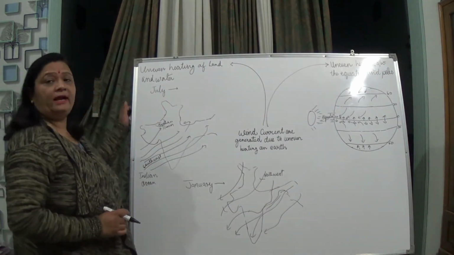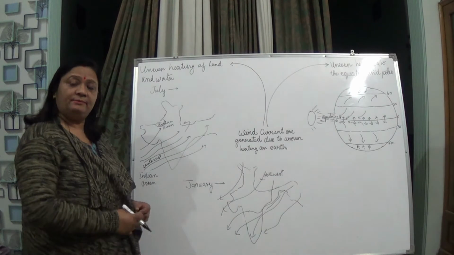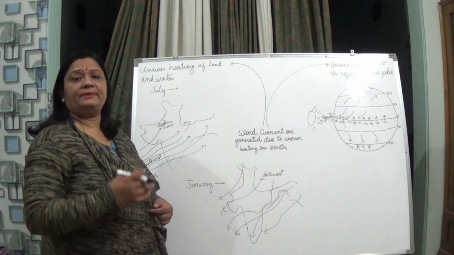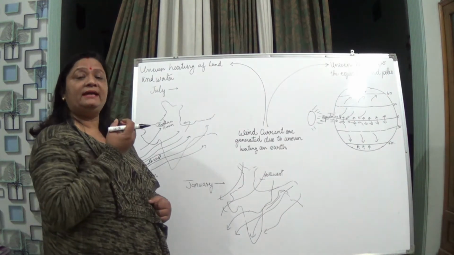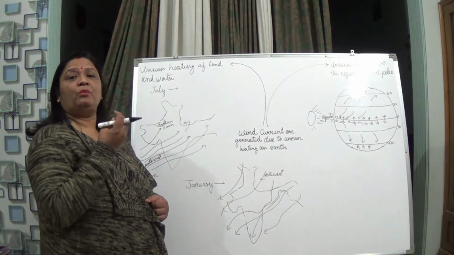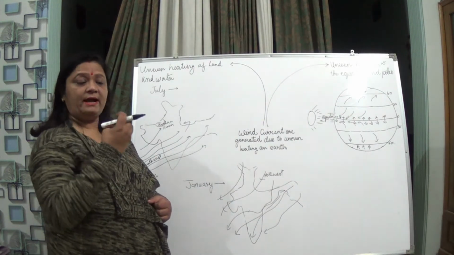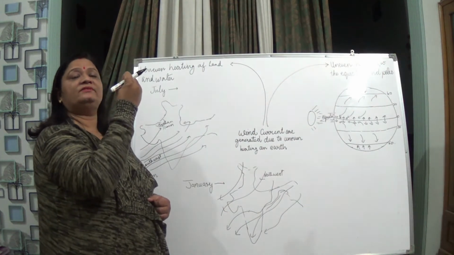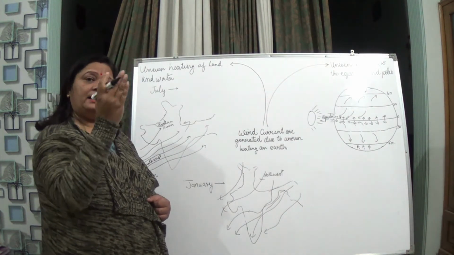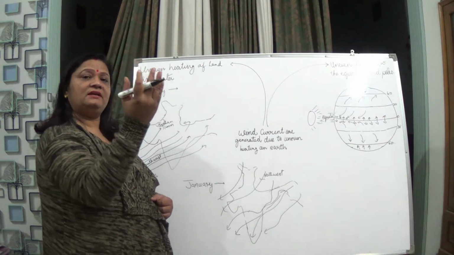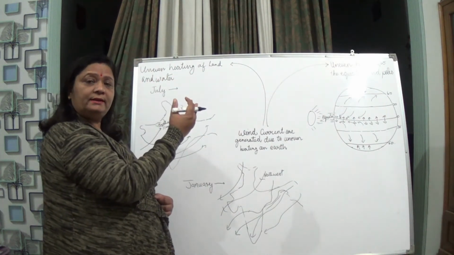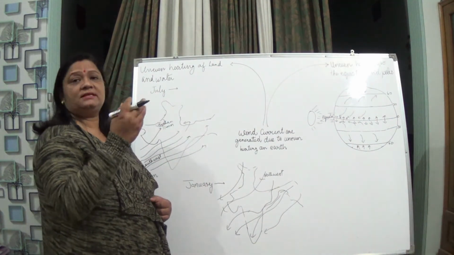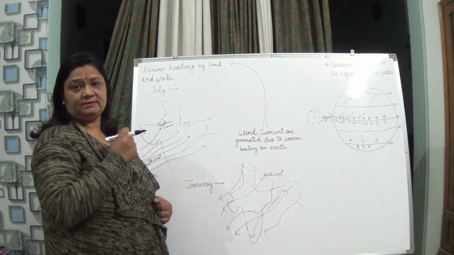Now next, uneven heating of land and water. This we have studied in land breeze and sea breeze also. We know that during daytime the land becomes heated, isn't it? And the water also gets the heat, but the land becomes heated fast. As a result, the air above the land rises up, and the air present over the sea rushes towards the land, because a low pressure area has been created there, and thus this sea breeze occurs.